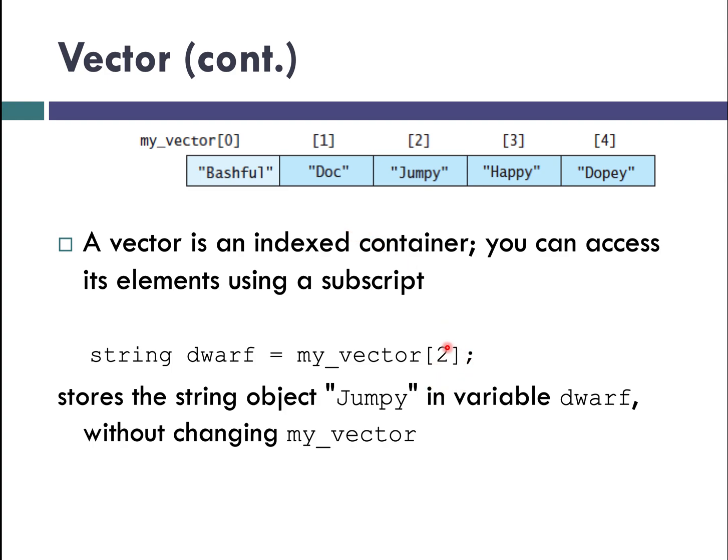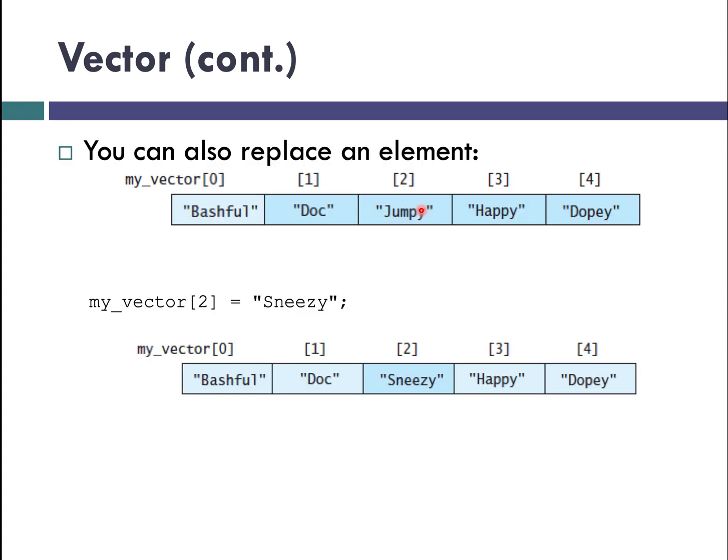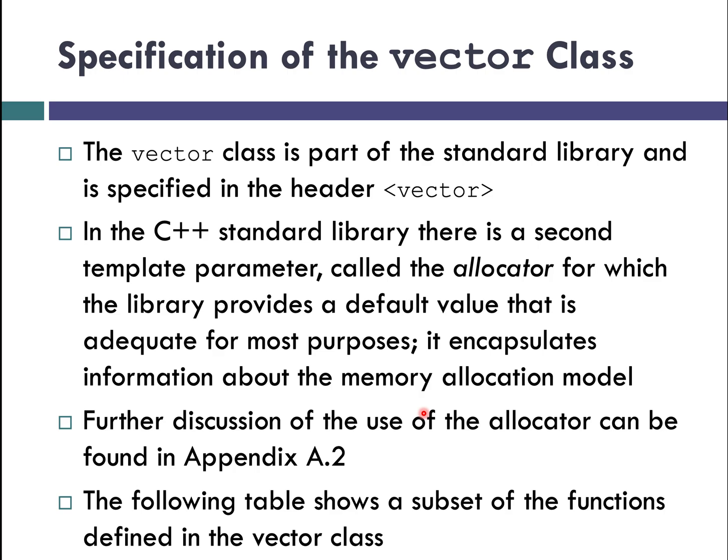Again, we can use this subscript that allows me to index to a particular element and access something that's not at the beginning of the container. You can also replace an element by using that square bracket syntax, and that will replace what's at position 2 with a new element. A lot of this is pretty familiar to you.